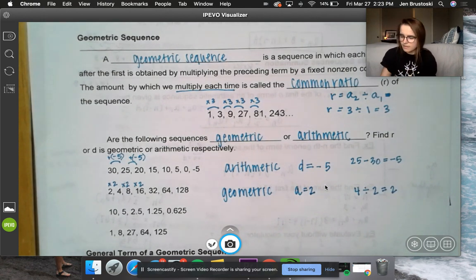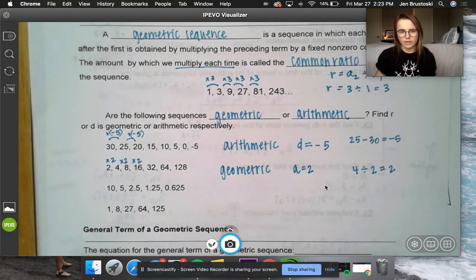I would go ahead and pause here. These next two are kind of challenging, but try and find the common difference or the common ratio between the two of them. I'm going to keep moving here for those of you that want the guidance.